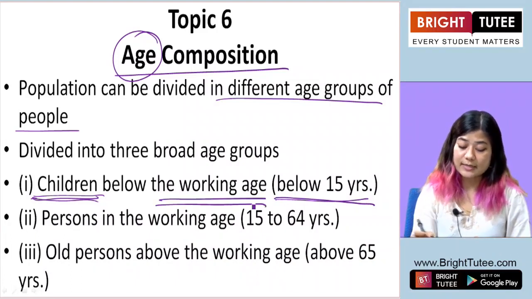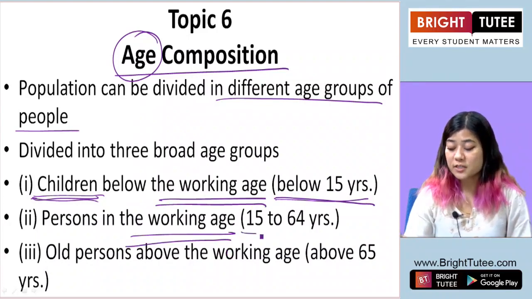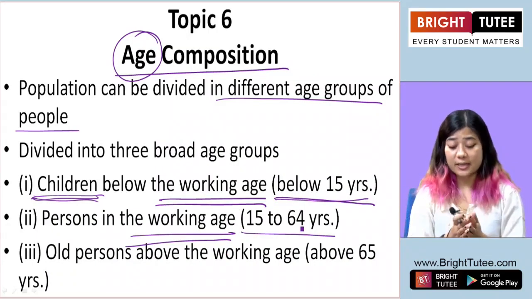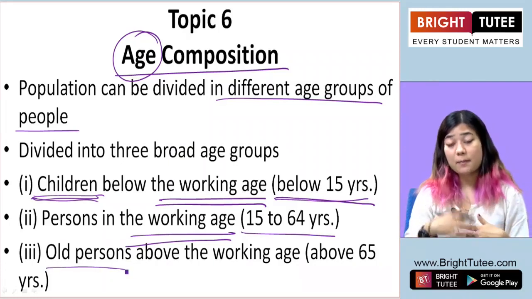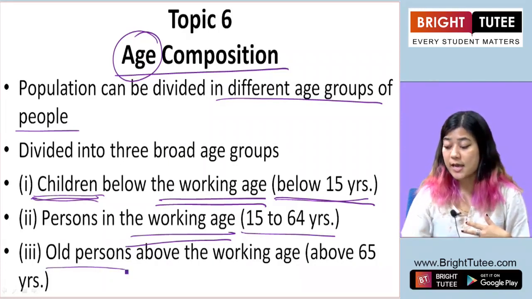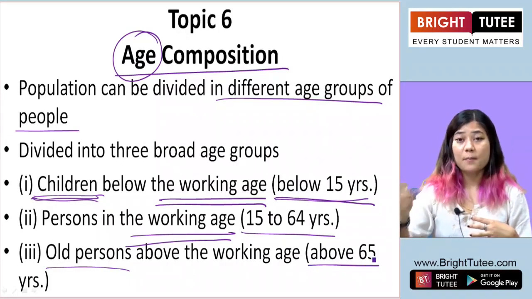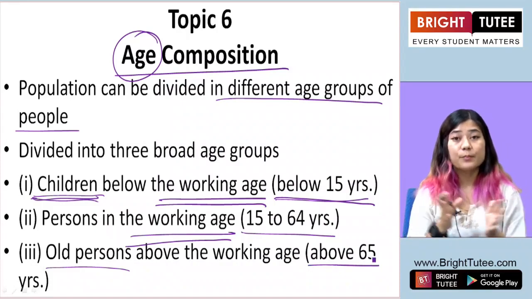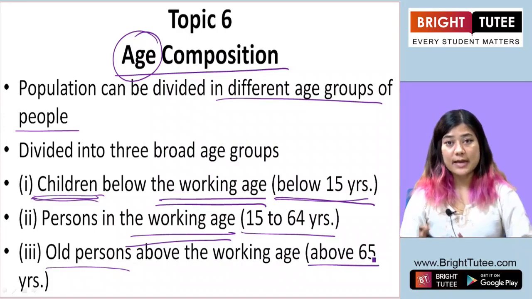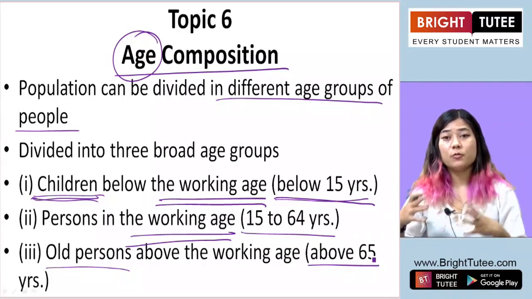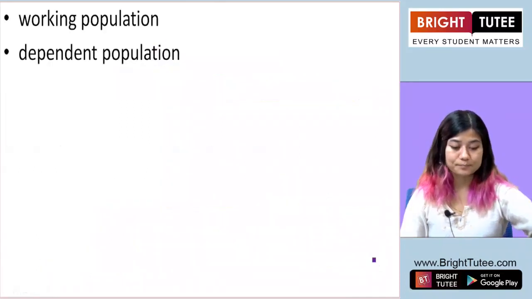The second category is the working age, and in that category people between 15 to 64 years are put together. The third category is the old persons category, which is above the working age category. Here, people belonging to 65 and above age groups are put in this category. So these are the three main categories depending on your age.